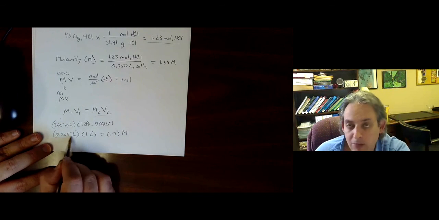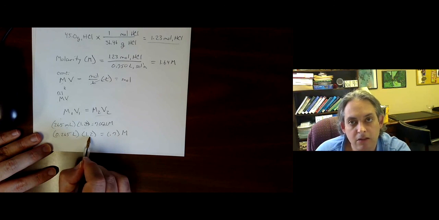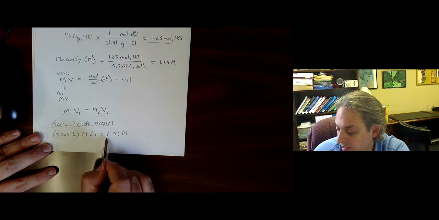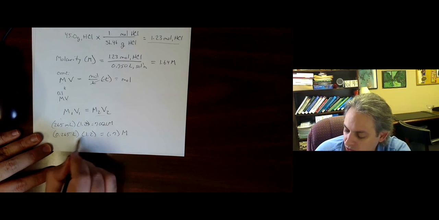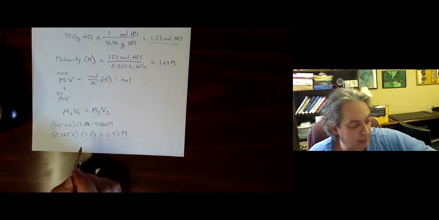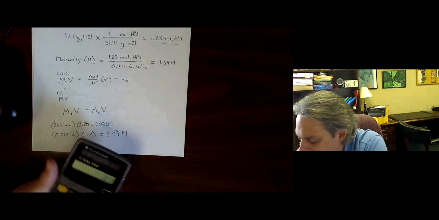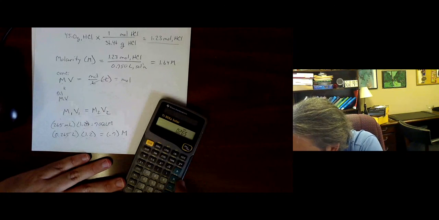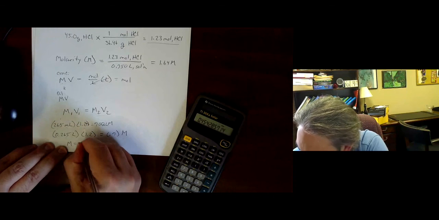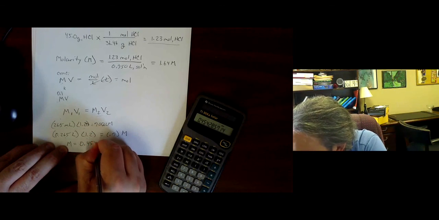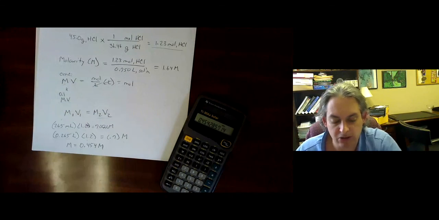So this was the volume of our concentrated, and the concentration of the concentrated. This is the new volume, and we're going to find the molarity or the concentration of the dilution. We simply multiply these two together and divide by 0.7. When we do that, 0.265 times 1.2 equals, and divide that by 0.7, we get 0.454. So our new molarity is now 0.454 molar. That is our new molarity of the solution.